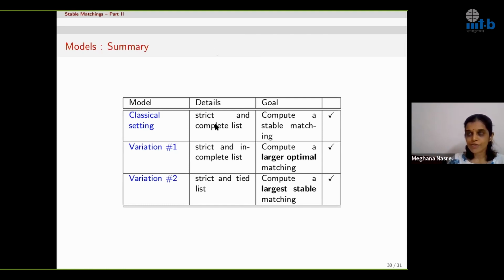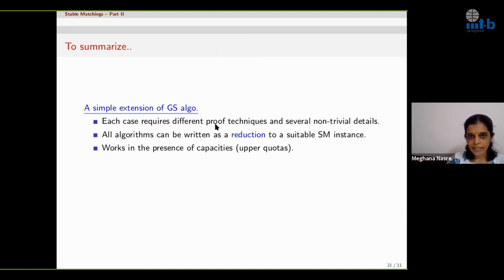So with this, I'll stop the discussion. In all the cases, these algorithms can be written as a reduction to a suitable stable marriage instance, where you can simply run the Gale and Shapley algorithm and produce the output. And it also works in the presence of capacities or upper quotas, which we did not have time to discuss.